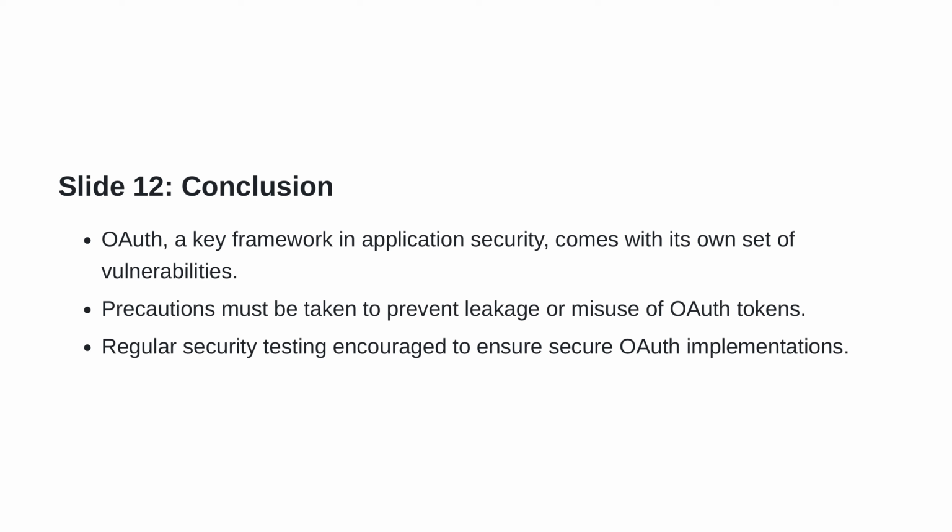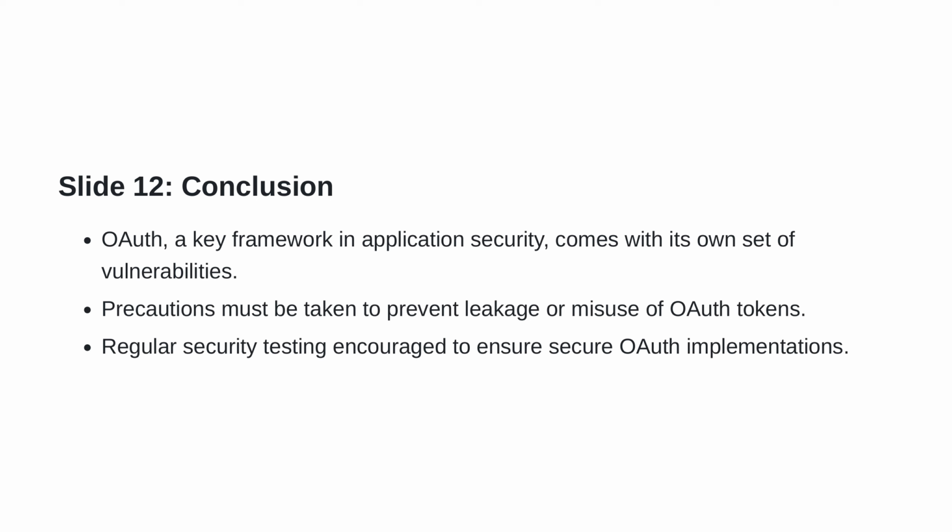On this slide, we're drawing some conclusions about OAuth security. OAuth has fundamentally transformed application security as a key framework, but it comes with its own suite of possible vulnerabilities. Understanding these vulnerabilities is critical. We must always be cognizant of them to prevent any leakage or misuse of OAuth tokens. These OAuth tokens hold a great deal of potential power and exposure. Hence, they should be treated with extreme caution. Should these tokens fall into the wrong hands, substantial damage could be inflicted.